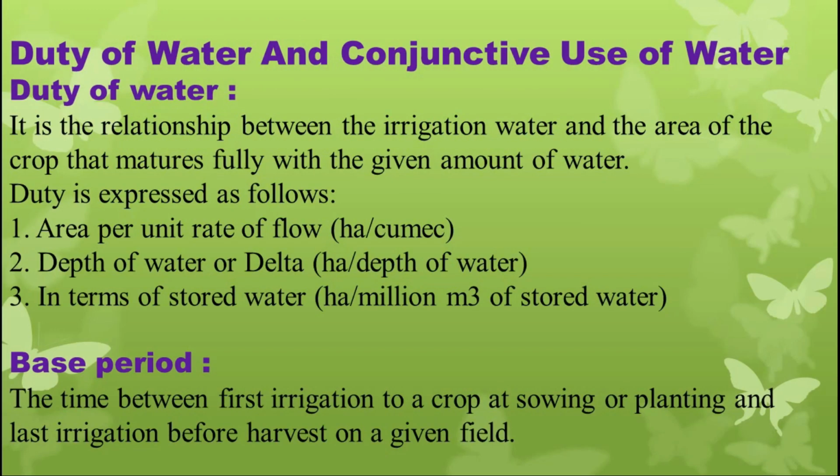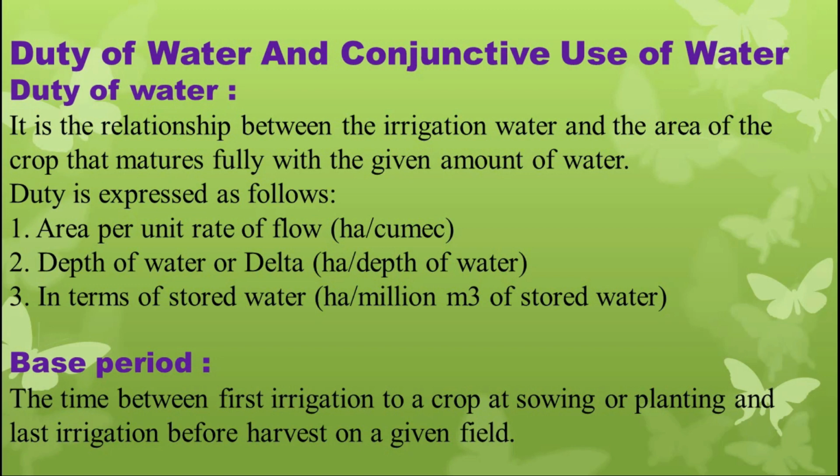Duty of water and conjunctive use of water. Duty of water is the relationship between the irrigation water and the area of the crop that matures fully with the given amount of water. Duty is expressed as area per unit rate of flow, hectare per cumec, depth of water or delta, hectare for depth of water, and in terms of stored water, hectare for million cubic metre of stored water.